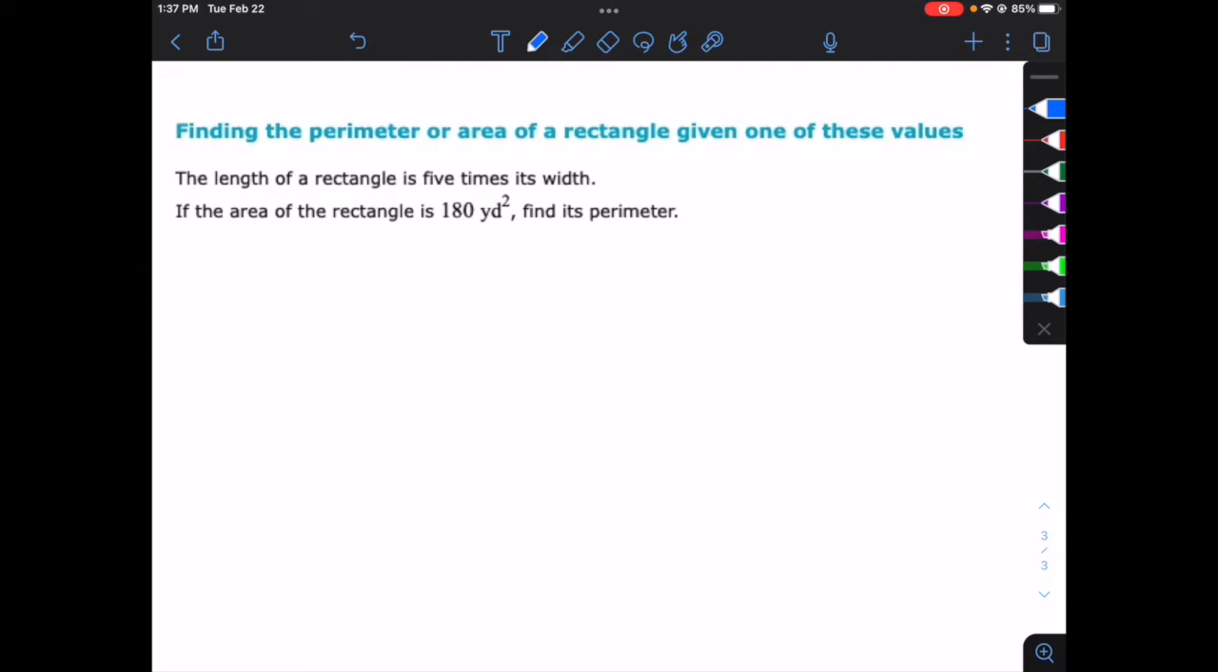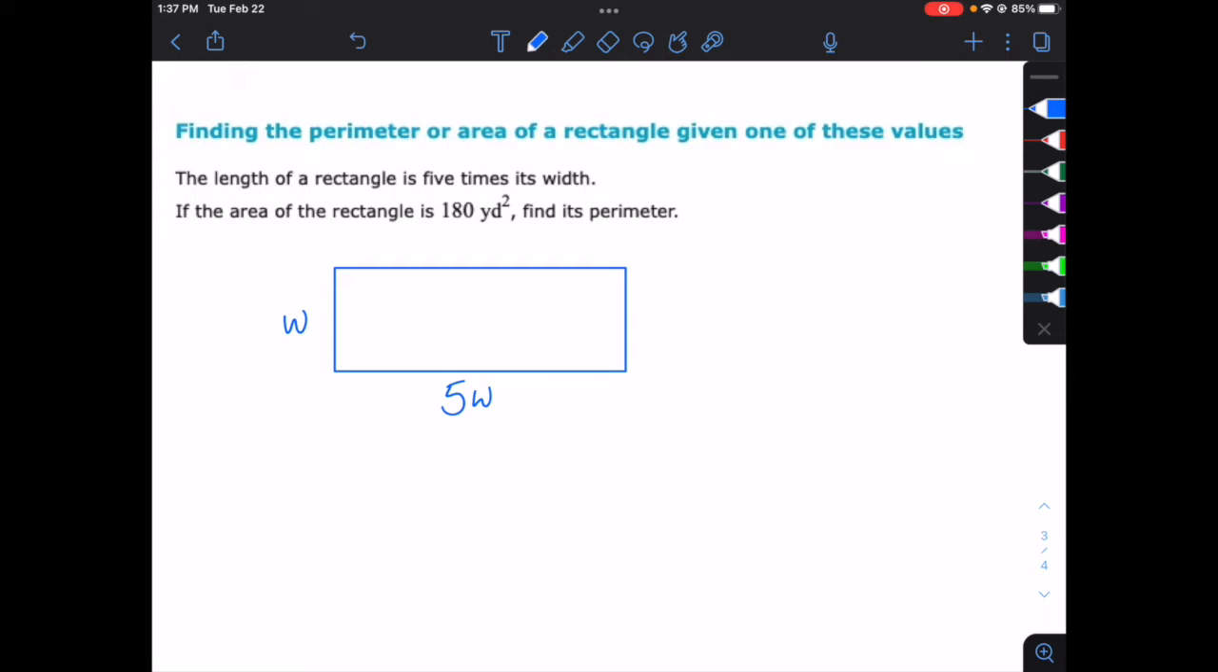Hello everyone, in this lesson we're going to be finding the perimeter or area of a rectangle given one of these values. It says the length of a rectangle is 5 times its width. Alright, I need a picture. So length is 5 times the width. I'm going to call this the width, and instead of saying the length, I'm going to describe it in terms of its width. So it's 5W. Okay, well it says if the area of the rectangle is 180, find its perimeter.